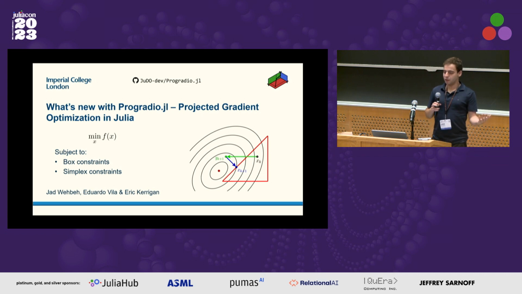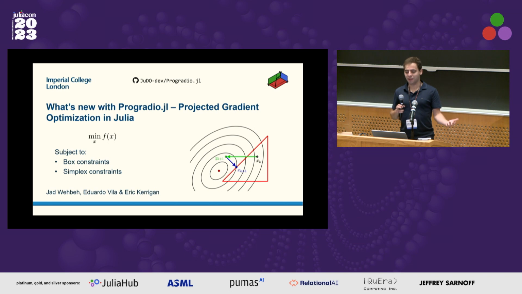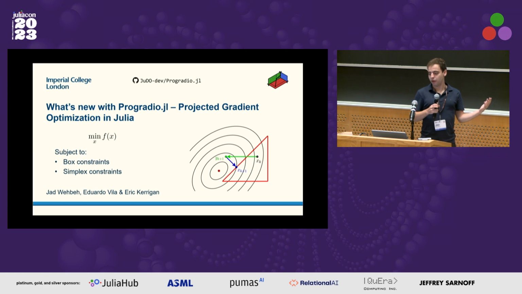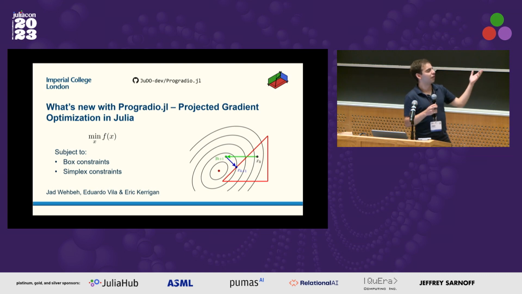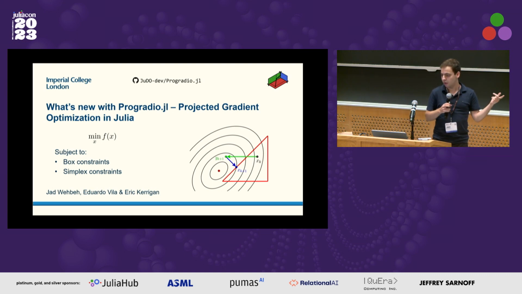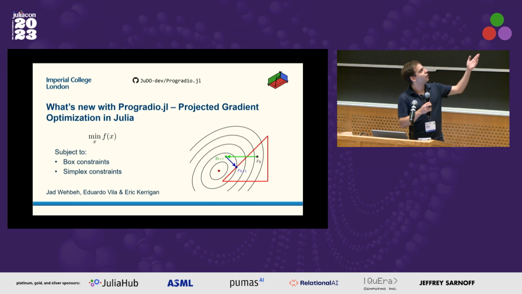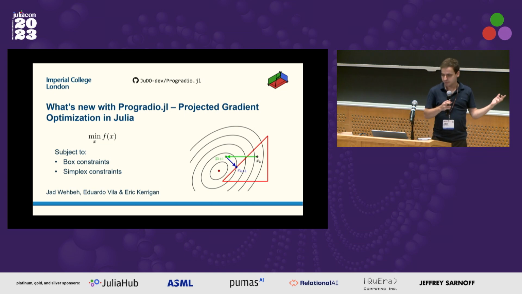So Progradio is a projected gradient optimization toolbox, and I guess the first thing I'll talk about is what projected gradient optimization is for people who don't know that. Projected gradient optimization is an approach to solving constrained problems where, say, like in the figure over there, you've got this red triangle in which you've got to remain. So that's your constraint area. And then you've got an initial guess, which is the xk point in gray you see over there.